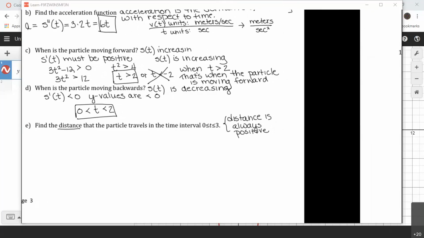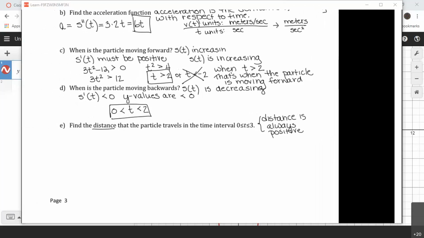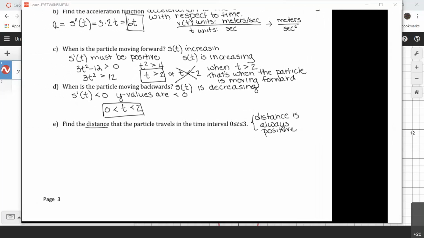If I add up displacements, displacements are signed quantities. They're going to cancel out, okay? So I can't do that. I can't just plug things into S of t, okay?